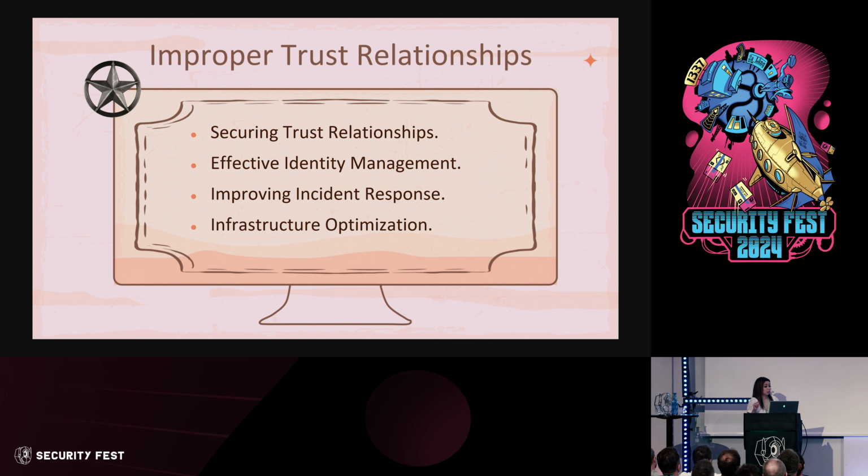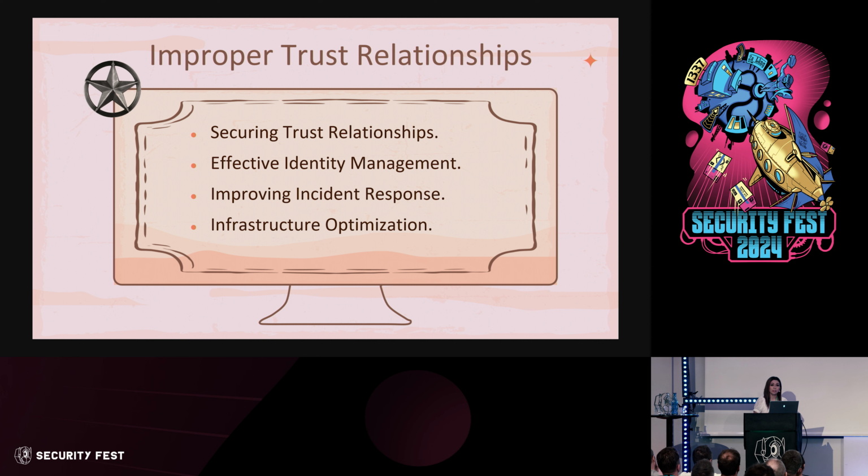Another misconfiguration is improper trust relationships. Securing trust relationships is important. This could be potentially abused. You want to do it for identity management purposes, and you want to improve incident response. That's a reason to keep it in mind.